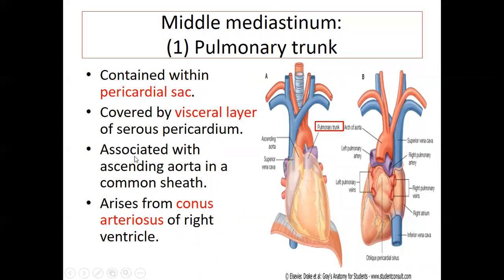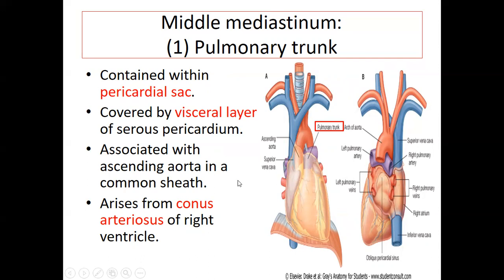The pulmonary trunk is associated with the ascending aorta in a common sheet. If you see here, on the right side of the pulmonary trunk we have the ascending aorta, right? So it is covered in a common sheet shared with the ascending aorta. The pulmonary trunk is covered with a common sheet.